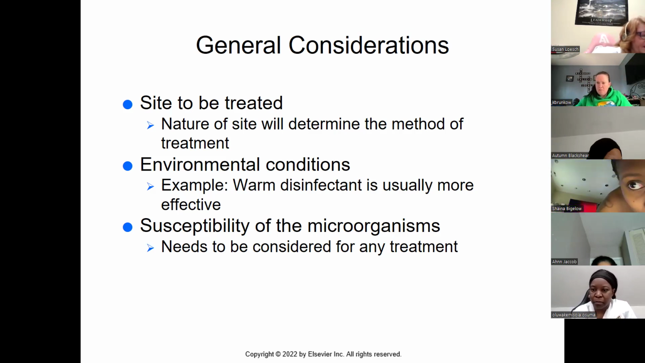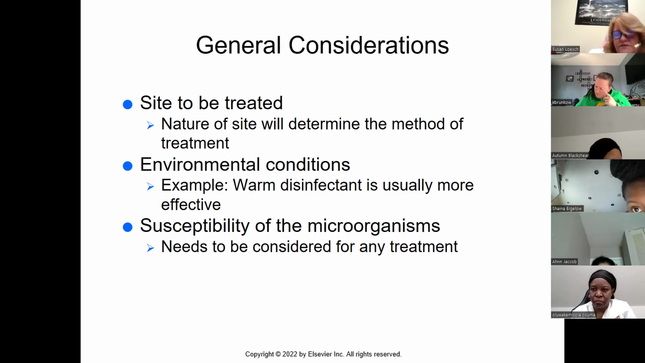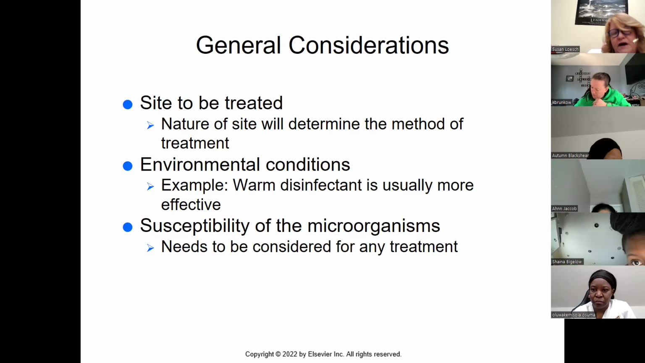Items that are contaminated with things like feces, vomit, blood, and so on have to be cleaned before we disinfect or sterilize it. So you want to remove any of that feces, any of that vomit, anything that's on there first, and then you do the disinfectant or the sterilization process.